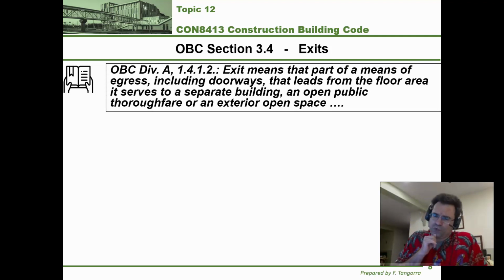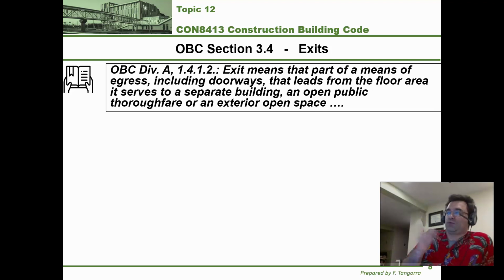This is review. Okay, we looked at this under topic 10. I'm just going to read a little bit of what I found in the building code, but before I do that, do you remember where I find definitions in the building code, right? That's under Division A, in this case Part 1. And exit means that part of a means of egress, including doorways, that leads from a floor area to a thoroughfare or an exterior open space.